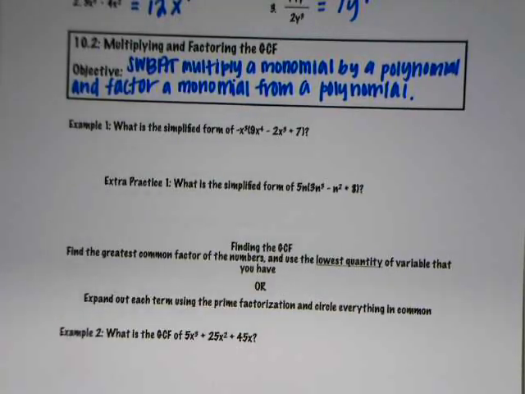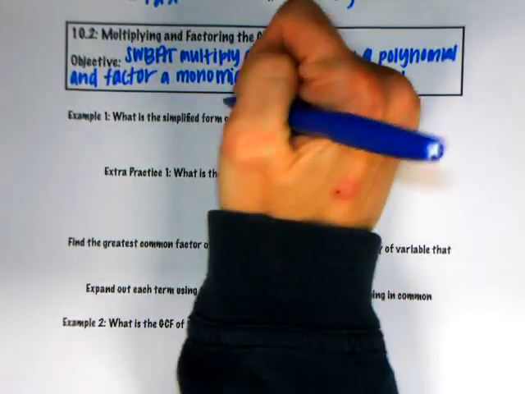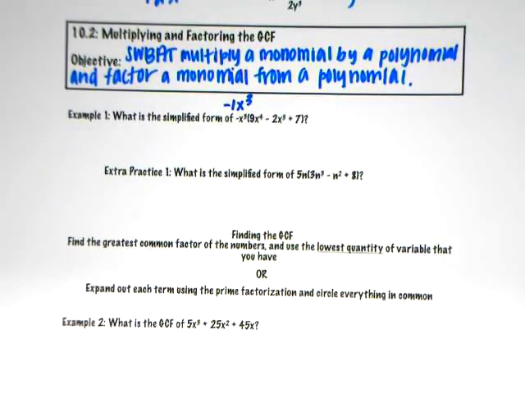So what is the simplified form of negative x to the 3rd times all that? So what number is actually in front of that x to the 3rd? Yep, a 1. So this is like negative 1 x to the 3rd, just for the purposes of multiplying things.